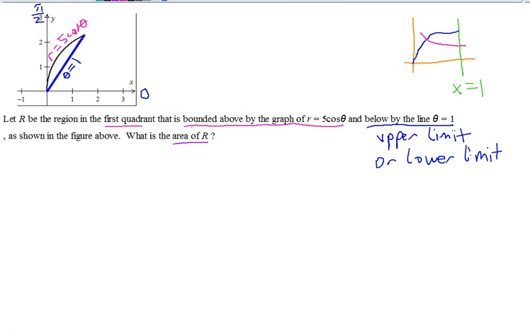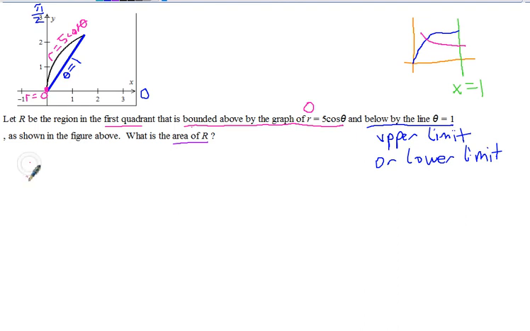So how we can tell which one it is by noticing where these intersect right here. Again, this is hard to tell where it is, but this one we can tell. Again, the radius has to equal 0. So if we let 0 equal to this, we'll see where they intersect. And we won't know whether theta equals 1 is the upper or lower limit.